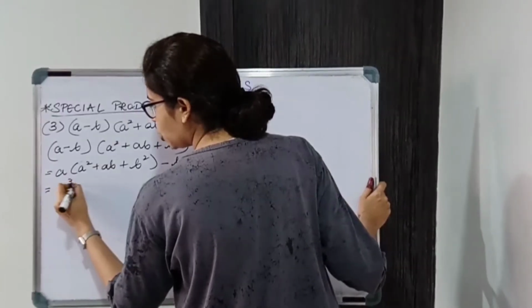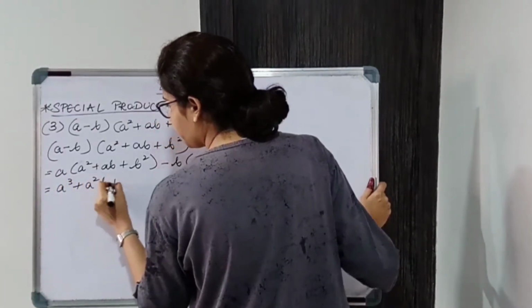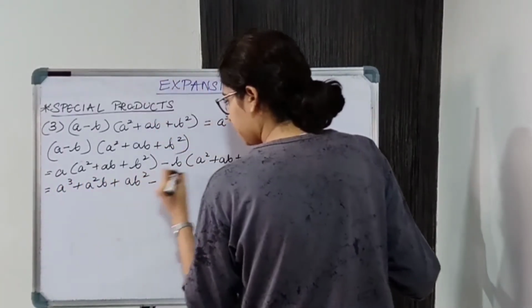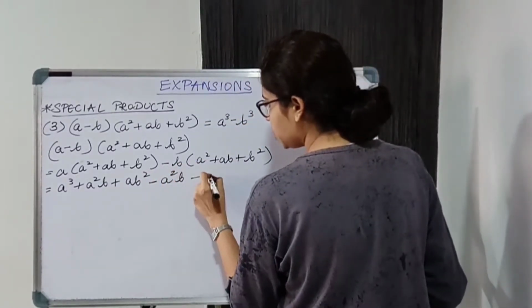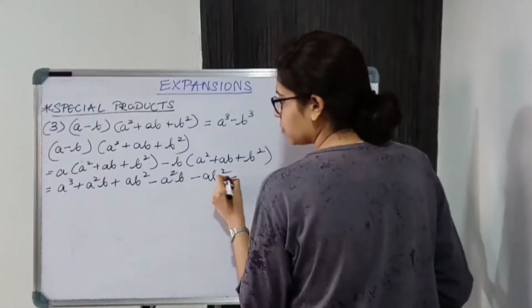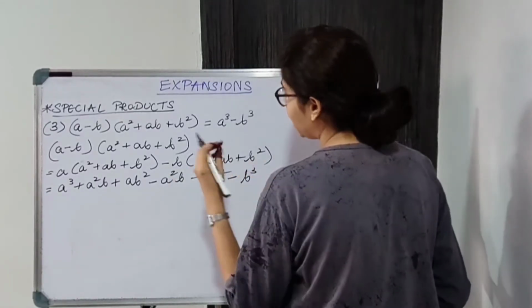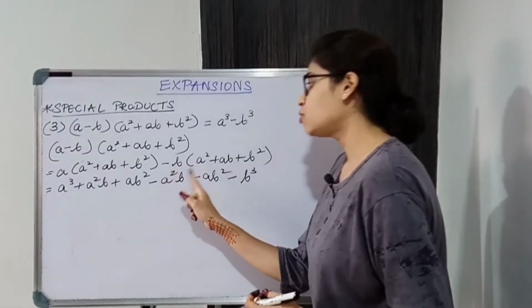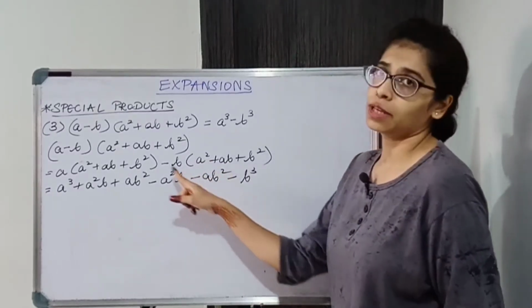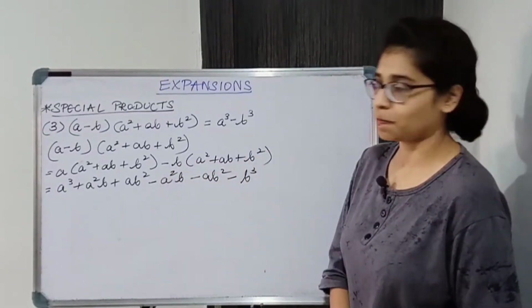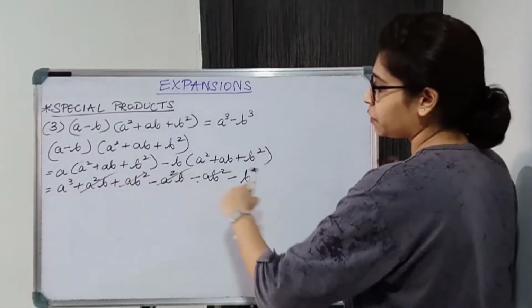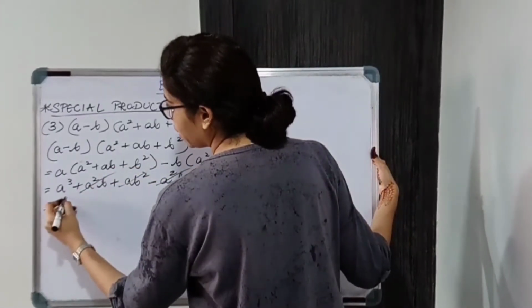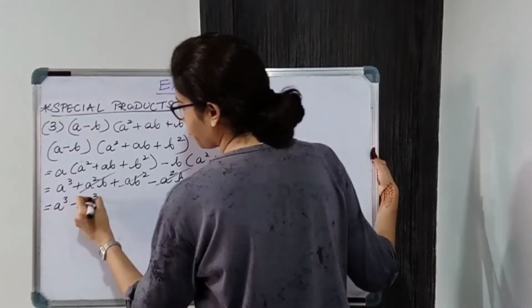So this gives a cube plus a square b plus ab square minus a square b minus ab square minus b cube. Students, be very careful with signs. Minus into plus gives minus, minus into plus gives minus, and minus into plus gives minus. So these terms get cancelled. We are left with a cube minus b cube. So we arrived at RHS.